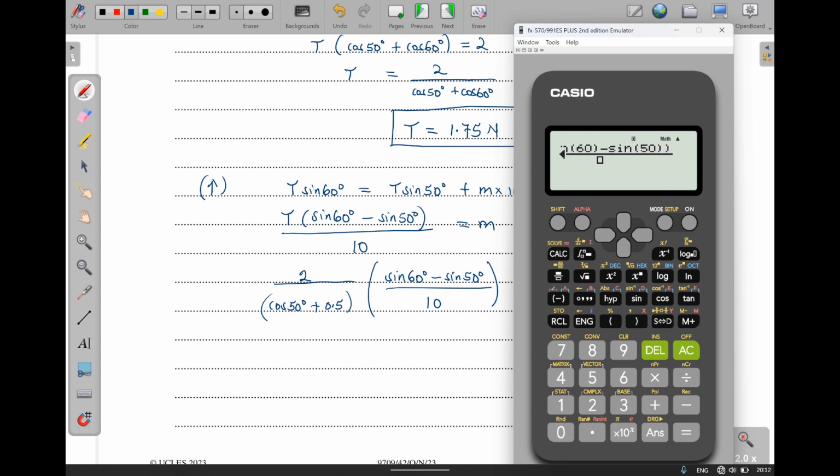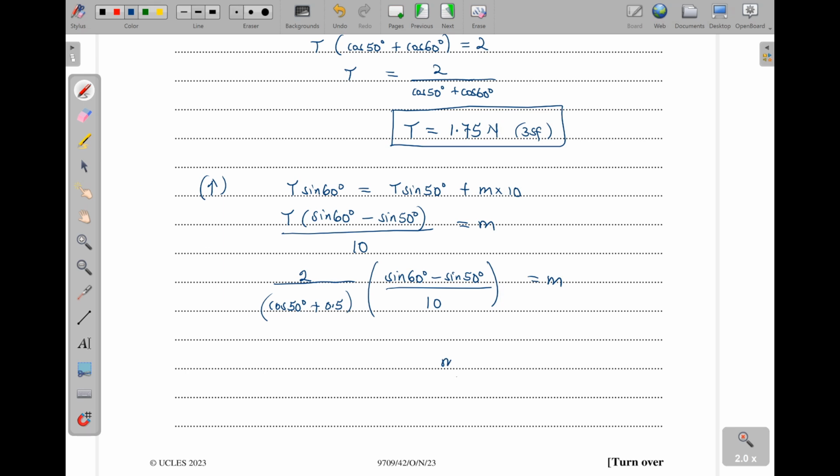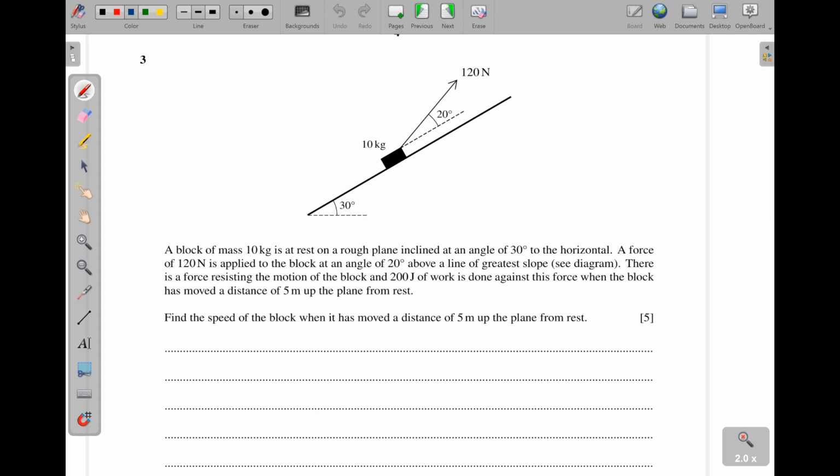Okay, then close the brackets, and then we go down. 10 has to multiply with cos of 50, and then we add 0.5, then we close. Then this one will give us 0.017 and the rest of those figures, but to 3 significant figures, that will be 0.0175. So m is equal to 0.0175. You can put it as kilograms. So that is that. Question 3.